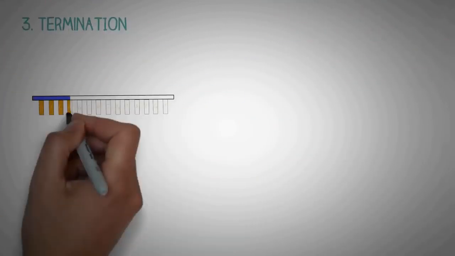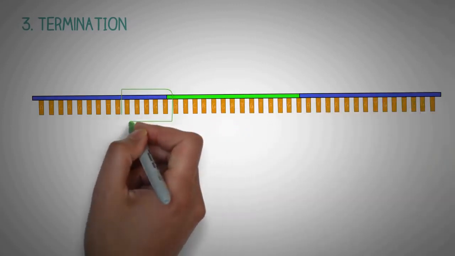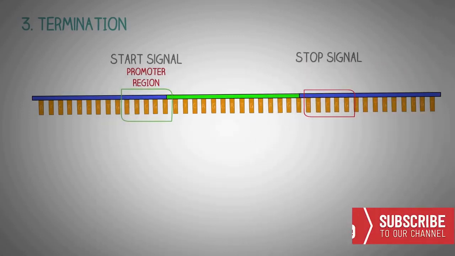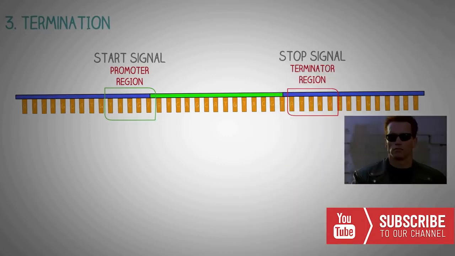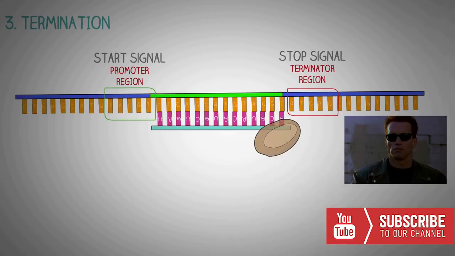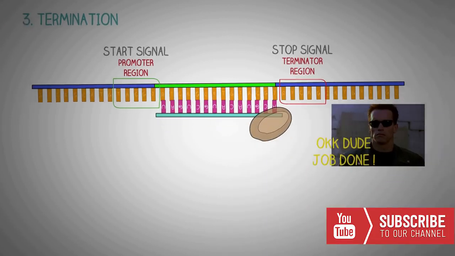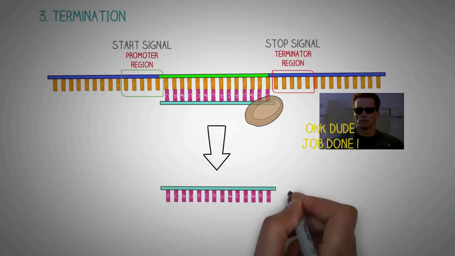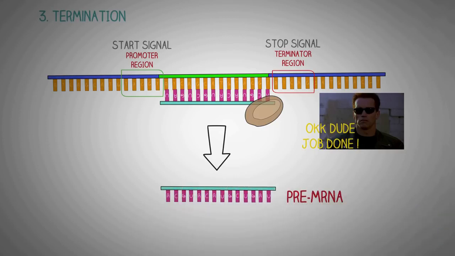The next step is termination. So just like we had a sequence of genes known as the promoter region which signaled the enzyme where to start, we have regions of the gene that basically signal the enzyme where to stop. These signals are known as terminators, and they signal that the RNA transcript is now complete. Once the RNA polymerase reads and transcribes the terminator regions, the newly formed RNA transcript is released from the transcription complex.